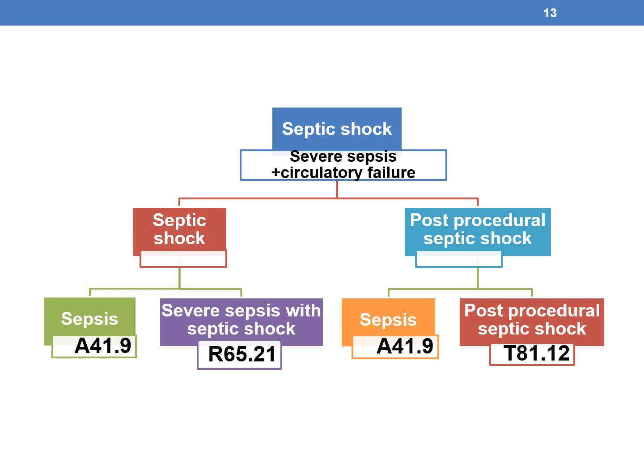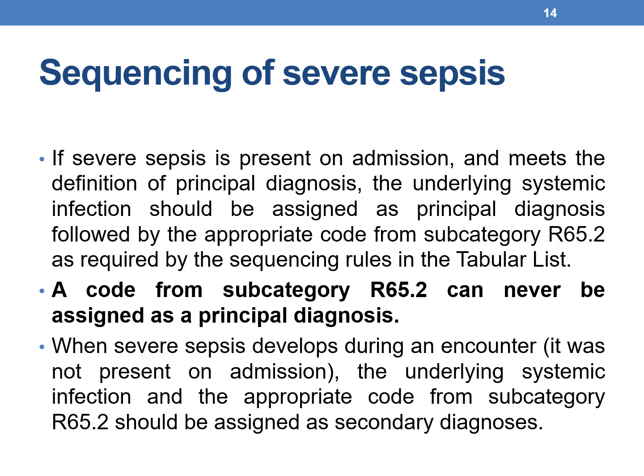Now coming to sequencing of severe sepsis. If severe sepsis is present on admission and meets the definition of PDX, the underlying systemic infection should be assigned as principal diagnosis, followed by subcategory R65.20 as required by the sequencing rules in the tabular list. A code from the subcategory R65.2 can never be assigned as PDX. This is also an important point that we have discussed earlier.